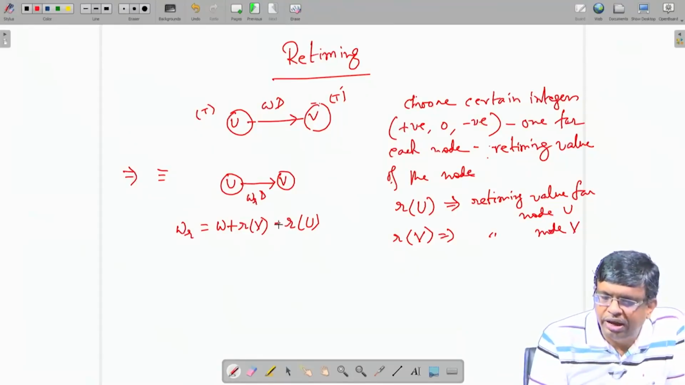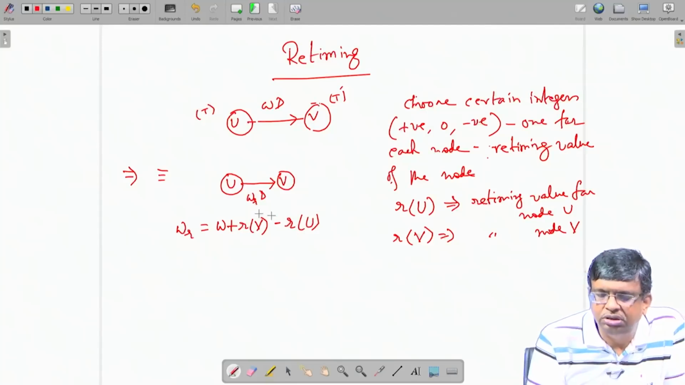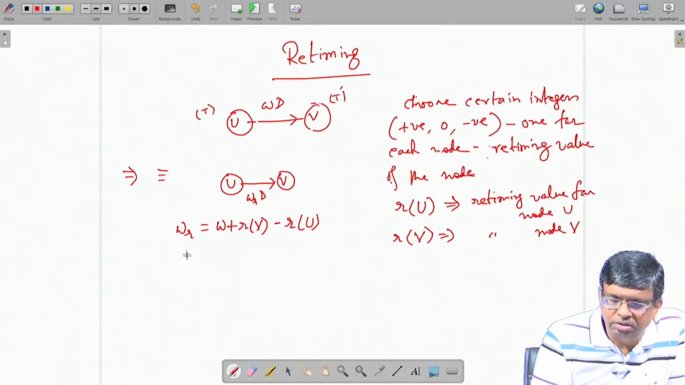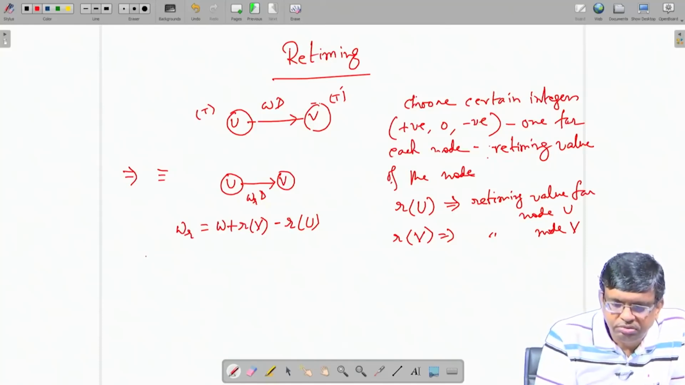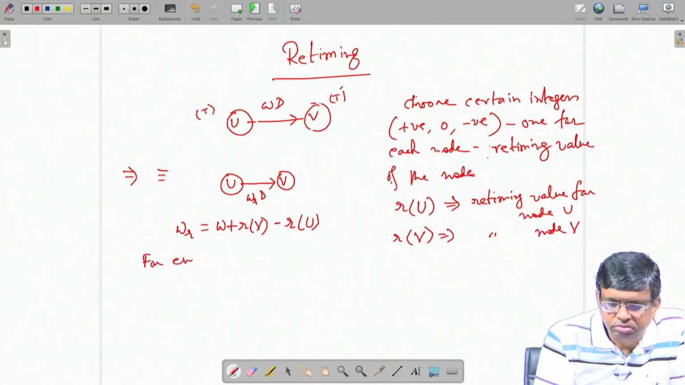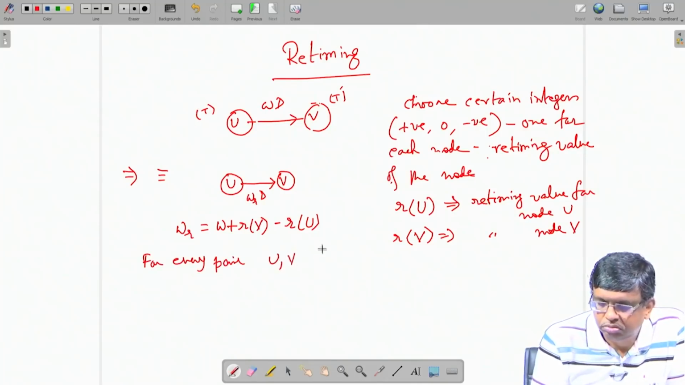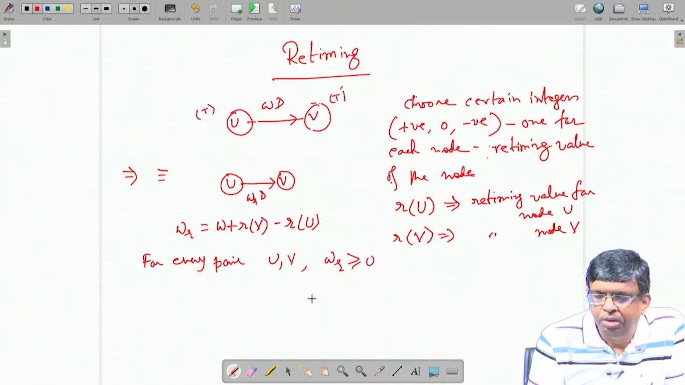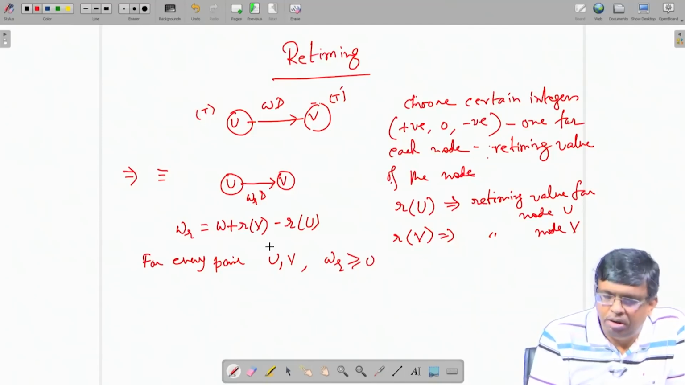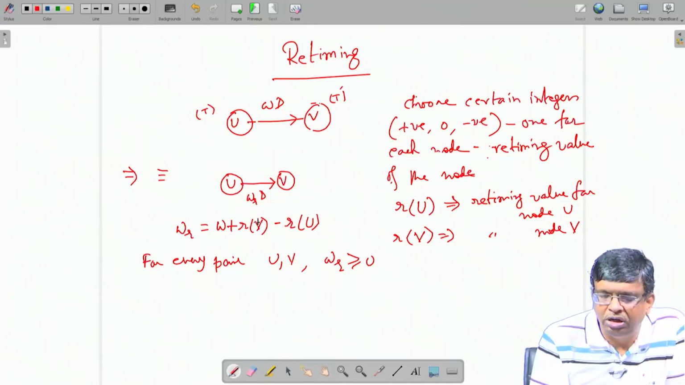Only constraint is, since there is a negative sign, you should choose this value such that this does not turn out to be negative. That is, you must choose RV, RU such that for every pair the WR, when you wrote that, it should be greater than or equal to 0, because negative number of delay has no meaning. It might appear to be something easy to you, that okay, why not increase RV, take less value of this so that it is always positive.